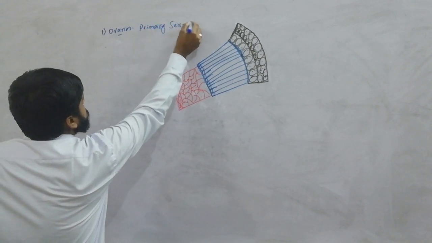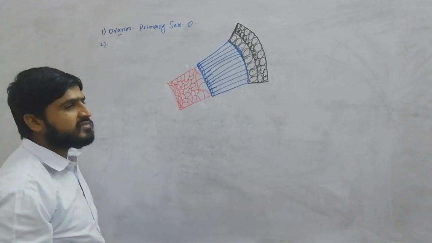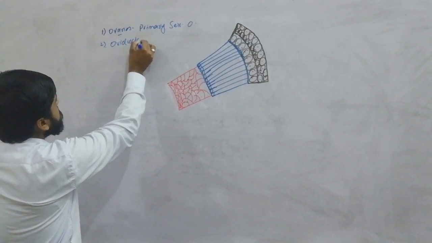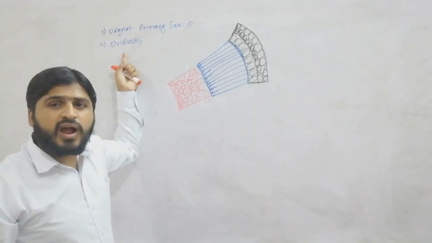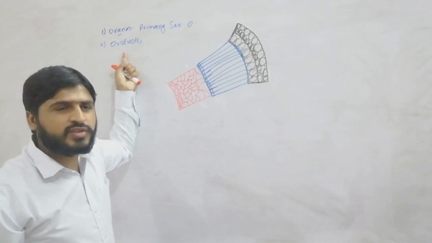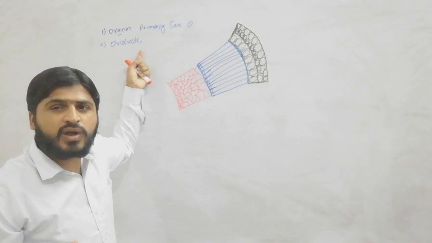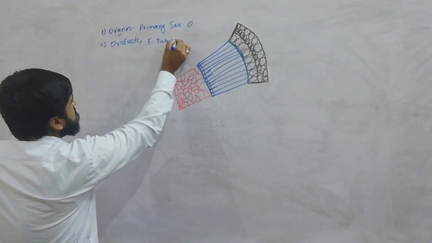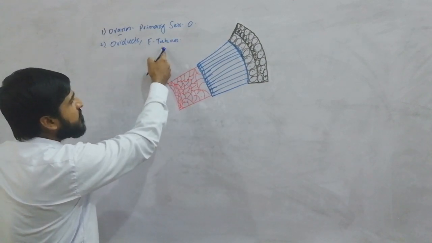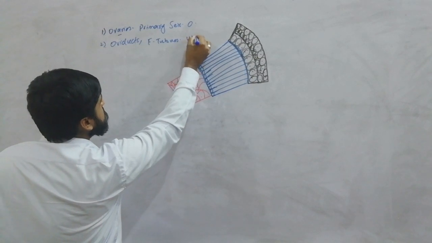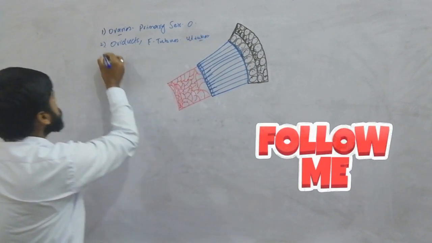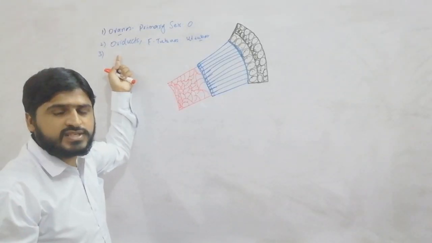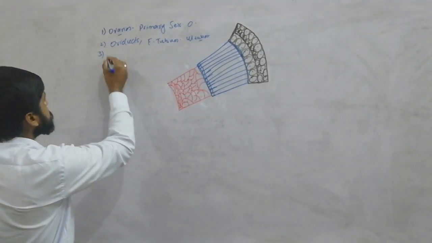The secondary sex organs are, first, the oviducts. Oviducts are also called fallopian tubes, and fallopian tubes are also called uterine tubes. The third one is the uterus. It is also a secondary sex organ.